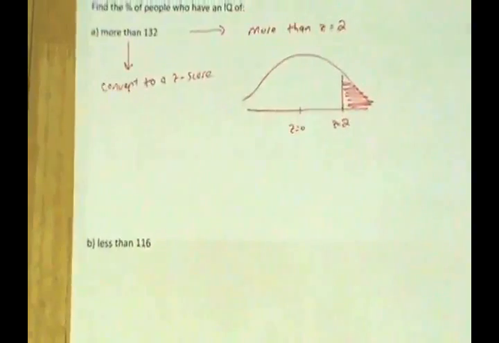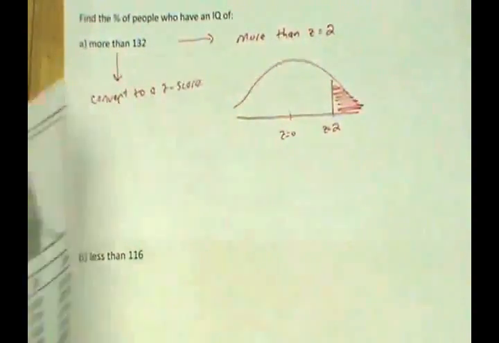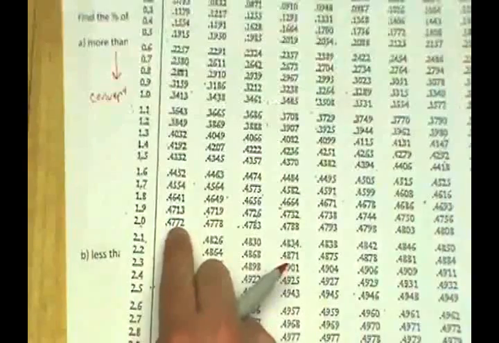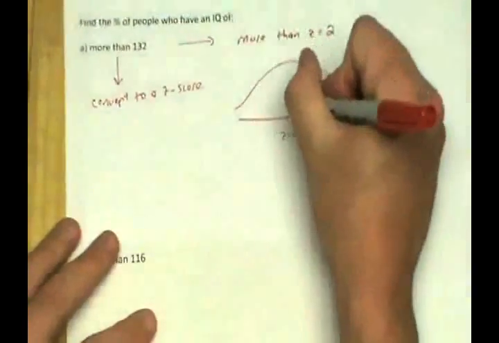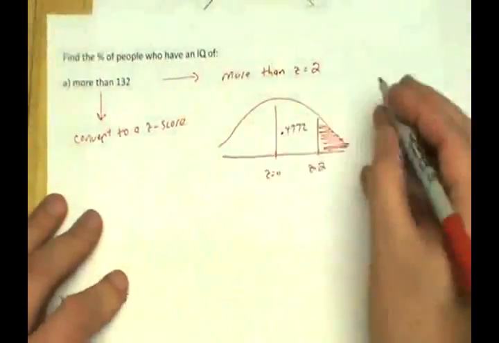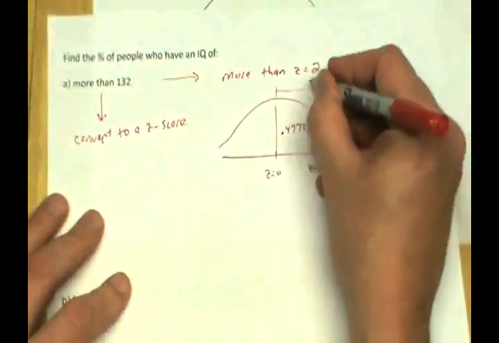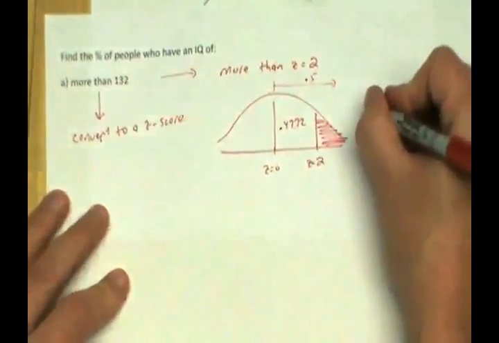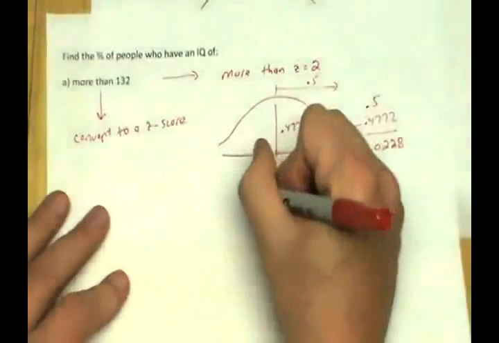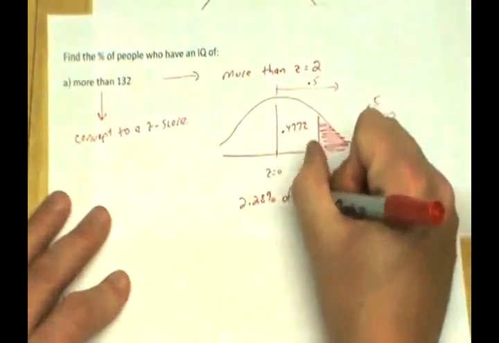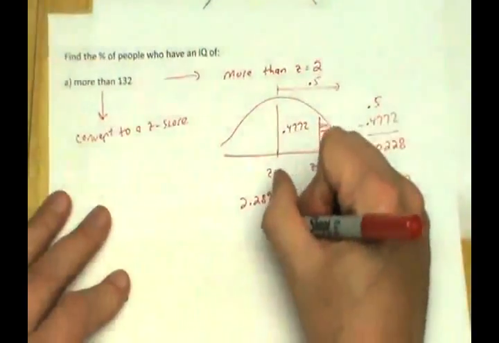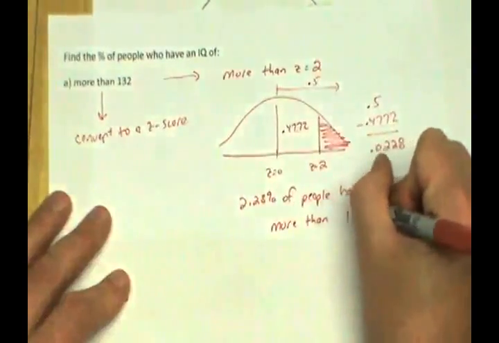So let me scoot that up a little bit. More than 2. So you're going to look up 2, or 2.00. There's 2. 2.00 is 0.4772. And that is the area that goes right here. And we know that the area in the tail, so the area did not cross over 0, so you're going to subtract. And from the middle all the way over to the right is half. So this plus this is half, so we're going to take half. We're going to subtract the 0.4772, 0.0228. So we're going to say 2.28% of people have an IQ more than 132.